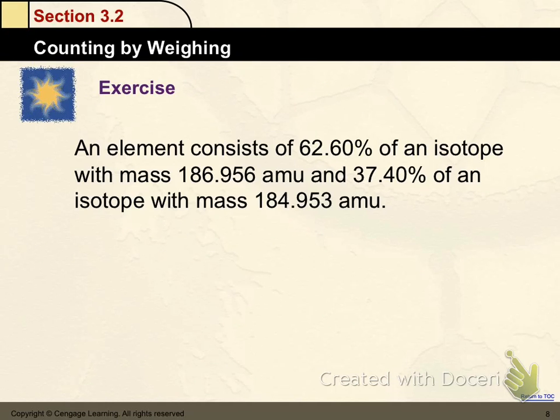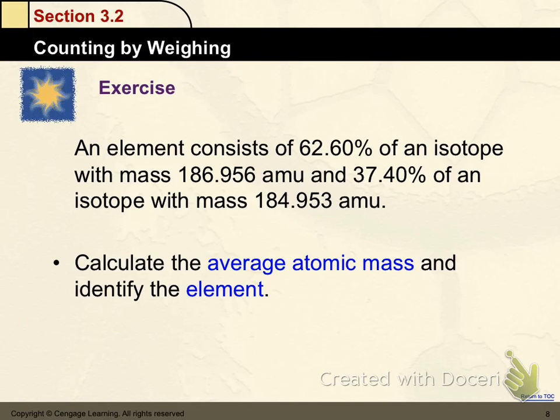Let's try an exercise. You've got an element that consists of 62.60% of an isotope with a mass of 186.956 AMUs and 37.40% of an isotope with a mass of 184.953 AMUs. I want you to go ahead and calculate the average atomic mass and then identify the element. So pause the video, see what you get. Alright, so if you did your math right, you should get 186.2 AMUs. And if you search on the periodic table, you'll know that that is rhenium, Re.